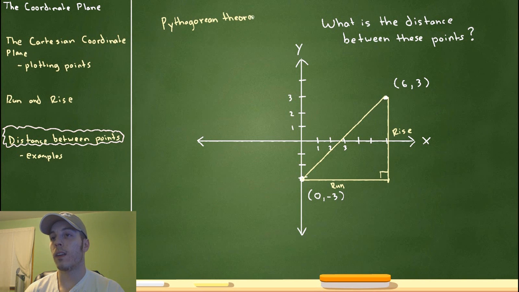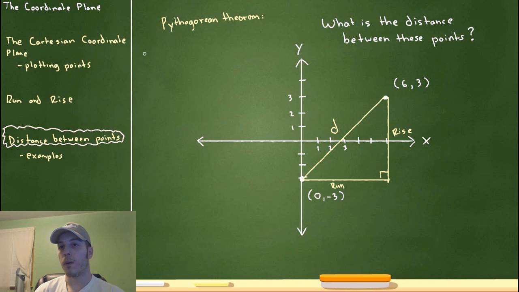You want to recall what this theorem says. It says when you have a right triangle, you can square one of the legs, add it to the square of the other leg, and it will equal the square of the hypotenuse. So let me call this distance d. So we know in our triangle that the run squared plus the rise squared would equal d squared.